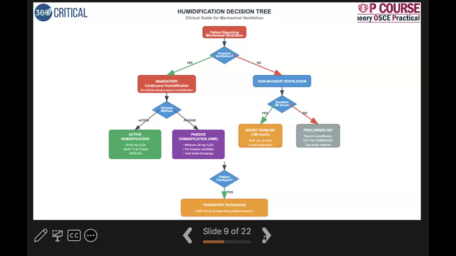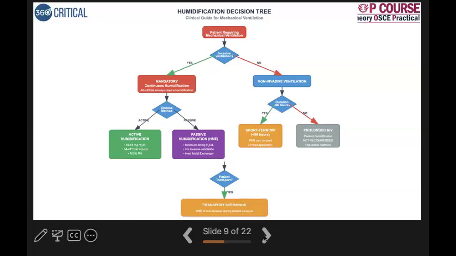But if the patient is on non-invasive ventilation, if the duration is less than 96 hours, then you can use HME. If the patient is going to have a prolonged NIV support, then it is better to put a heated humidifier. Okay, so the decision tree is like, if the patient is going to have a continuous prolonged stay, use active humidifier. If it is a short term or a transport use, then you use passive humidifier.